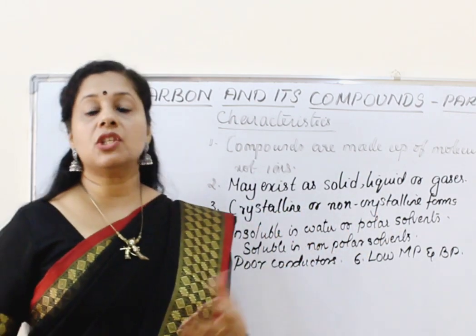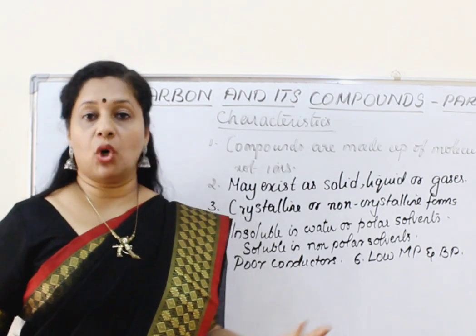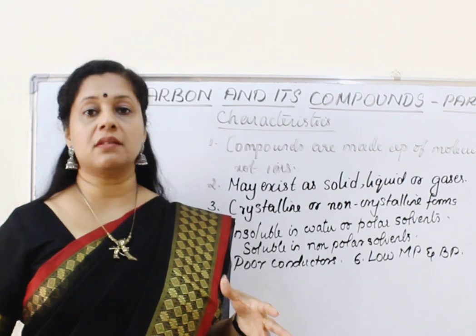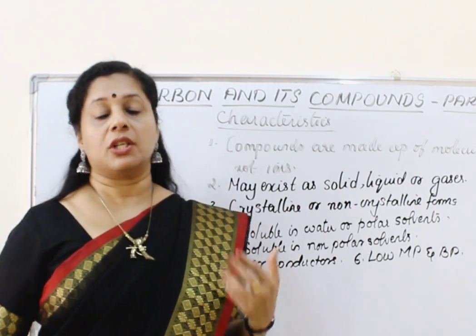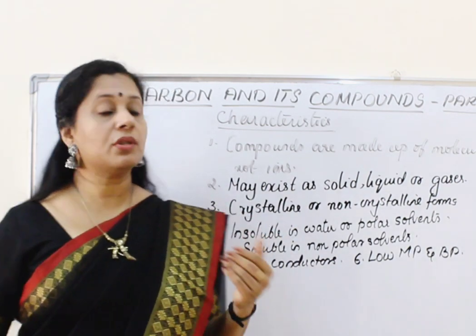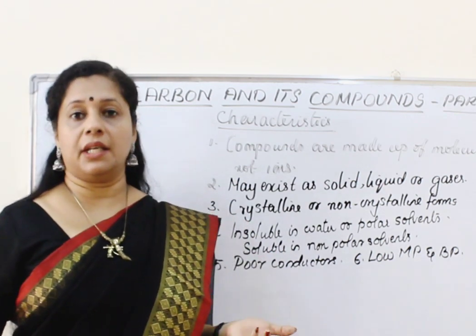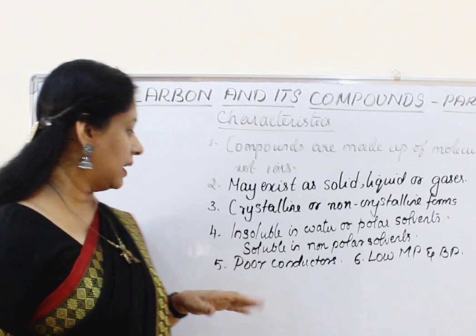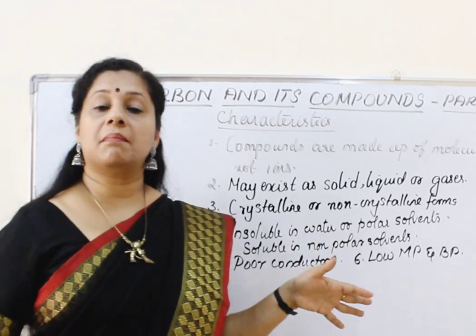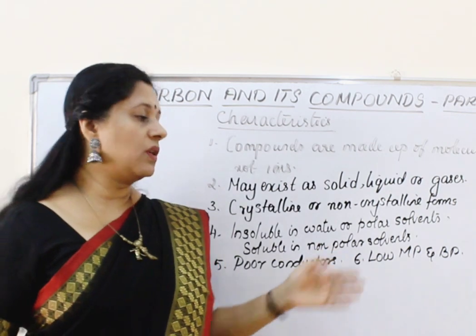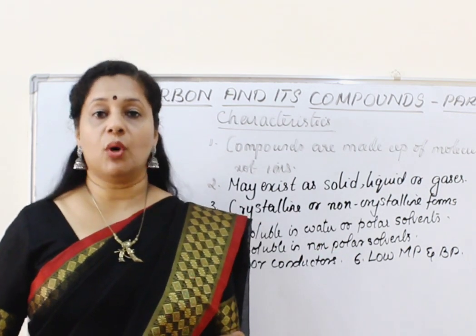They are usually insoluble in water or in polar solvents, because if you dissolve them in water, they don't form ions in aqueous condition. So they are insoluble. But if you use non-polar solvents like benzene, carbon tetrachloride or acetone, you can see they are dissolving. And basically covalent compounds are poor conductors of electricity because they don't have ions, and also they have low melting and boiling points.